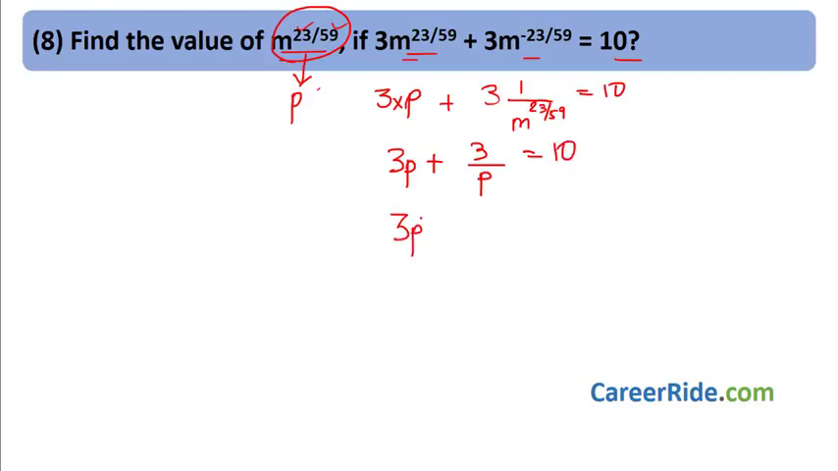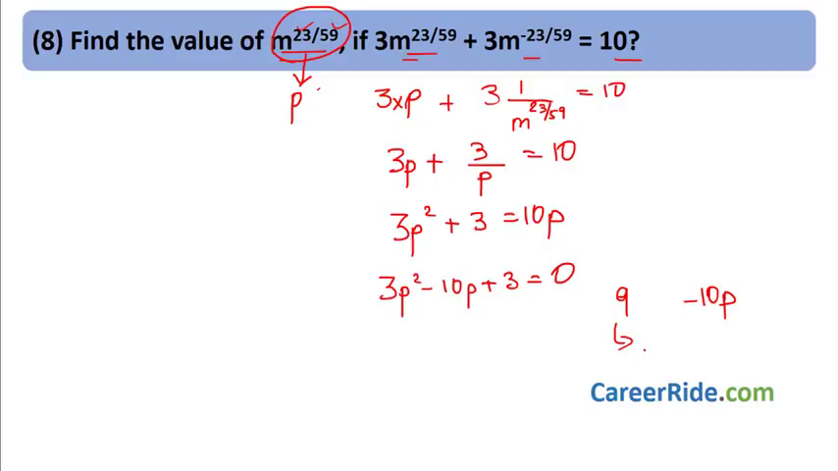So we will have 3p square plus 3 equal to 10p. 3p square minus 10p plus 3 equal to 0. This is a quadratic where the product has to be 9 and the sum has to be minus 10p. So what can we have? Minus 9 into minus 1 is nothing but 9, and minus 9 minus 1 is minus 10p. So we will have 3p square minus 9p minus p plus 3 equal to 0.